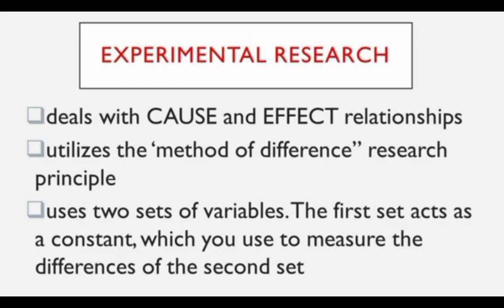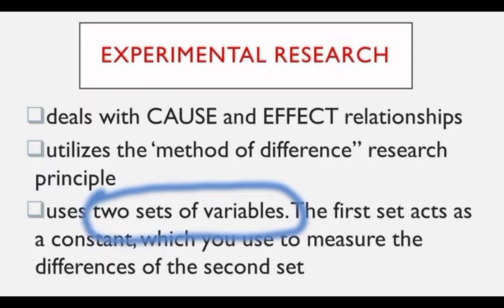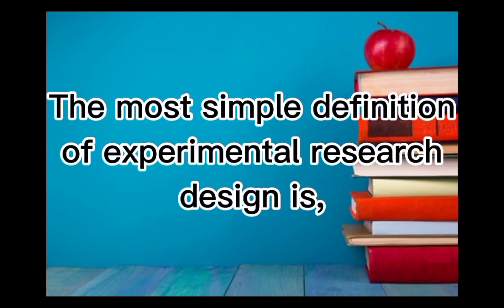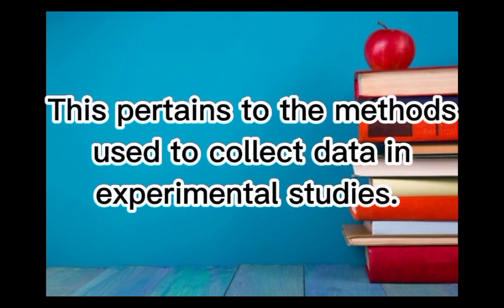It means the effect of a single variable applied to the situation can be assessed, and the difference can be determined. Hence, let me emphasize it, the experimental research is research conducted with a scientific approach using two sets of variables. The first set acts as a constant which you use to measure the difference of the second set. The most simple definition of experimental research design is: this pertains to the methods used to collect data in experimental studies.